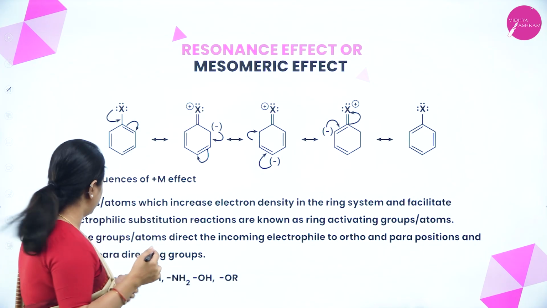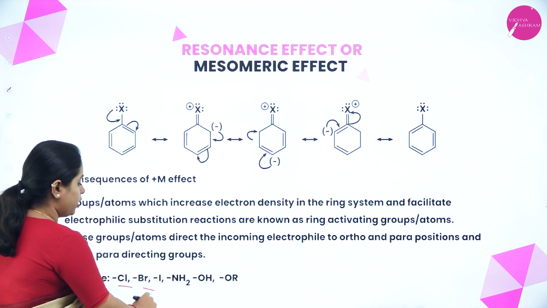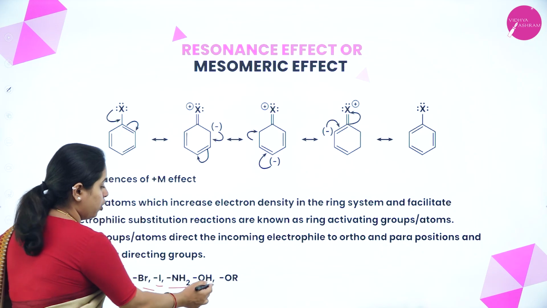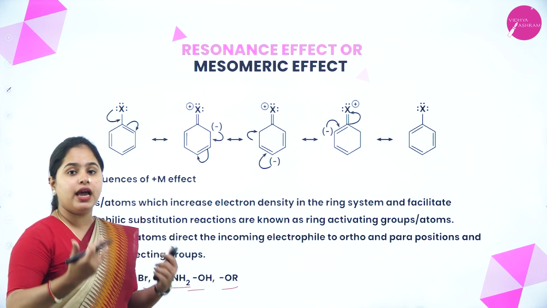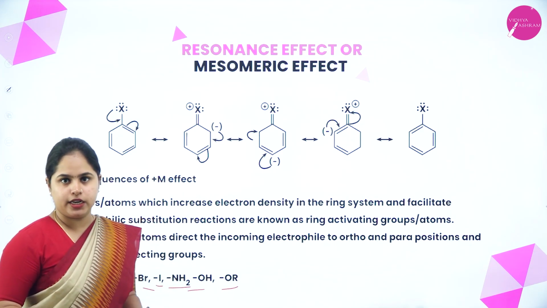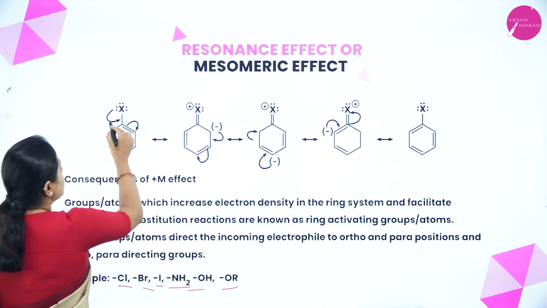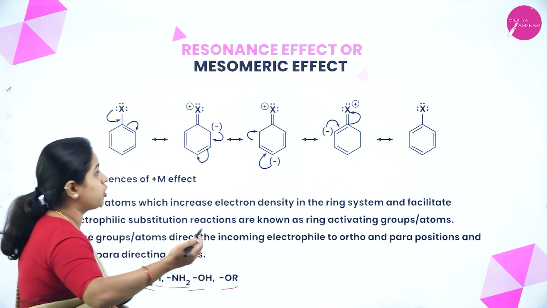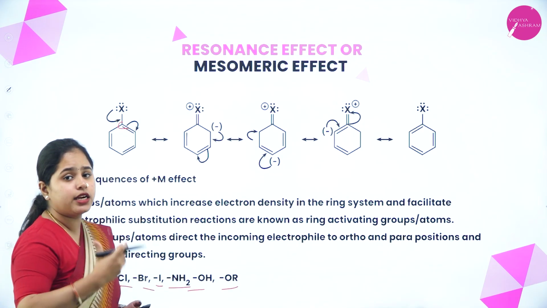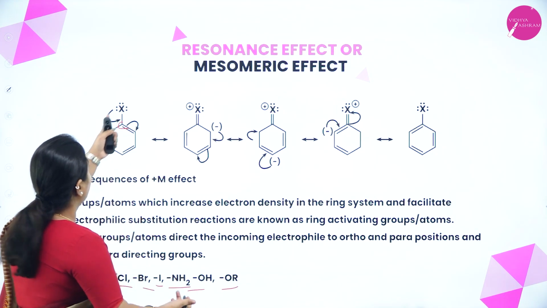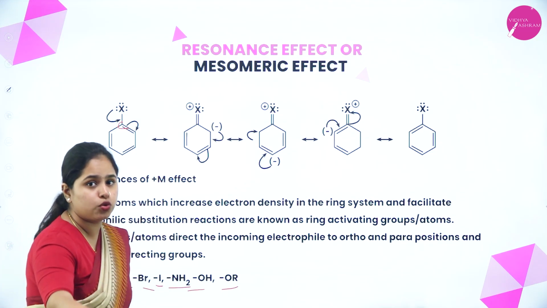As you can see here, the groups which show this plus R effect are chlorine, bromine, iodine, NH2, OH, OR. All these groups show plus R effect. Now they have lone pairs or pi electrons in them. As you can see, X is generally written here. So they shift or give their electrons towards the carbon atom. As you can see, there is a carbon atom here. That is, electrons are taken away from the group which is attached to the conjugated system, or we can also say that the electrons are given to the carbon atom.